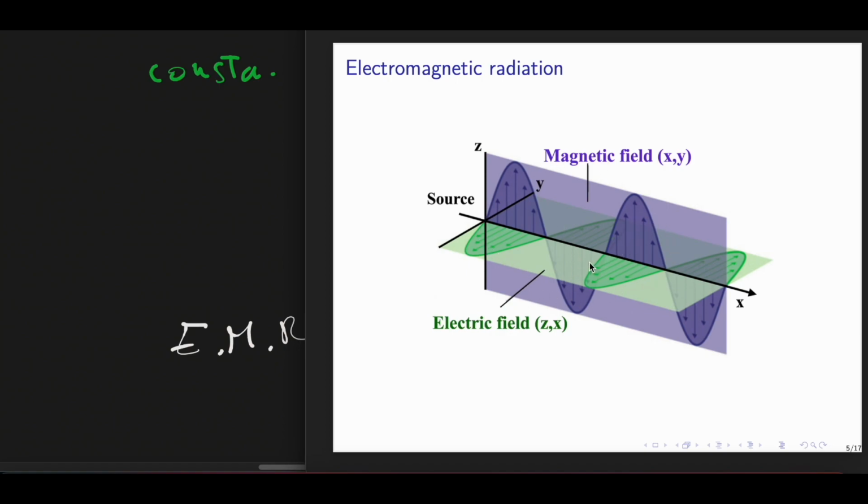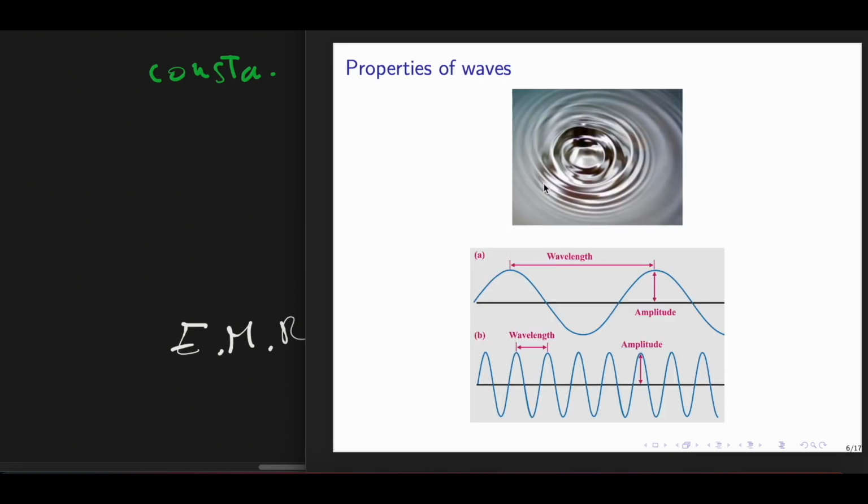As we can see here, electromagnetic waves are composed of two components, the magnetic field and the electric field. Both oscillate in space in two perpendicular planes. It is important to talk about the properties of these waves. We have different types of waves: water waves, sound waves, and light waves, but we are more interested in light waves.